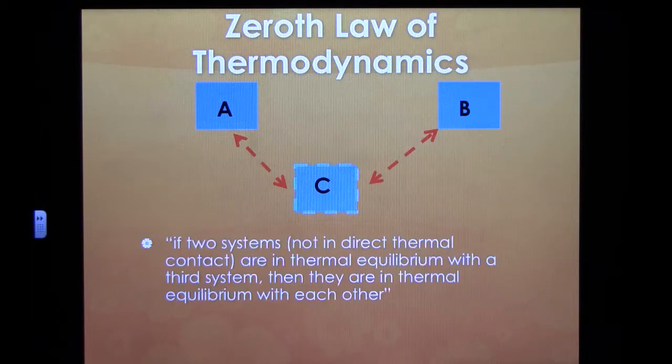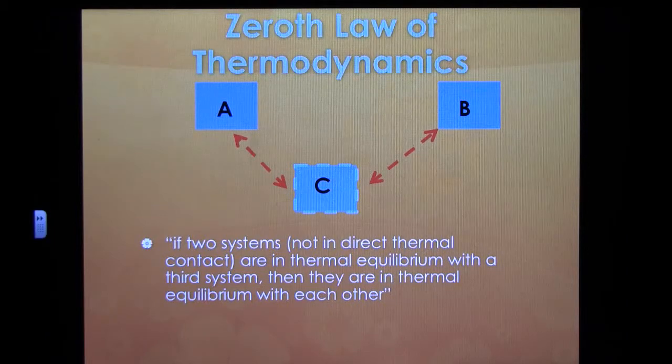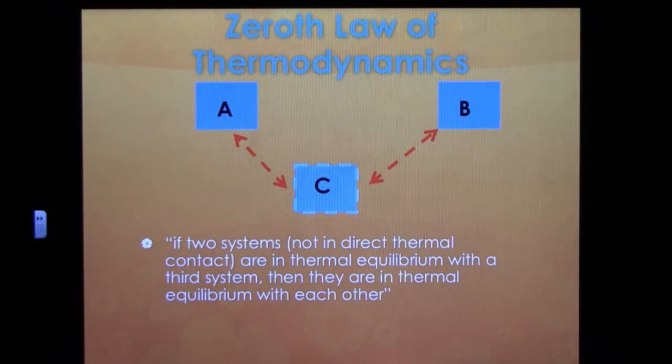This defines the zeroth law of thermodynamics, which states that if two systems not in direct thermal contact are in thermal equilibrium with a third system, then they are essentially in thermal equilibrium together. This law has an unusual name because it wasn't until after the first and second laws of thermodynamics had been worked out that scientists realized this postulate needed to be stated first.